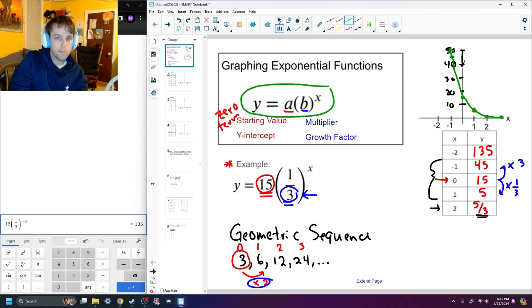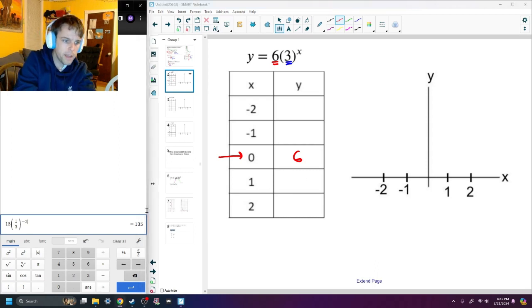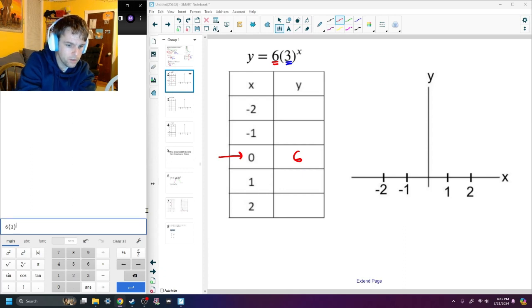All right, let's go ahead and move forward and do a couple more examples. All right, so the next one here, we have y equals 6 times 3 to the x. So 6 is our starting value, our 0 term, our y-intercept. That always goes when x is 0. So that's going to go right there. Again, we can kind of confirm that using our calculator. 6 times 3 to the 0 power, right? If I replace x with a 0, I get 6, right?